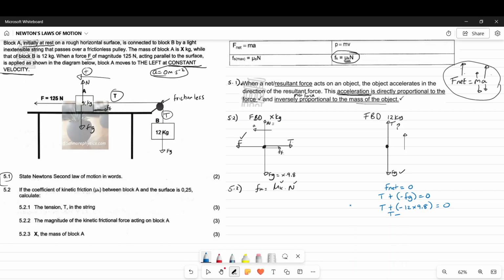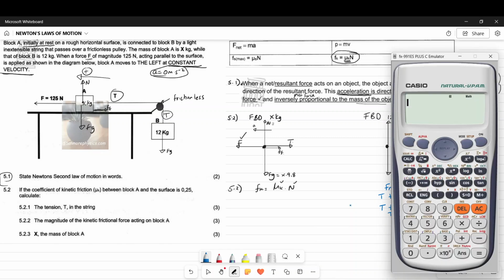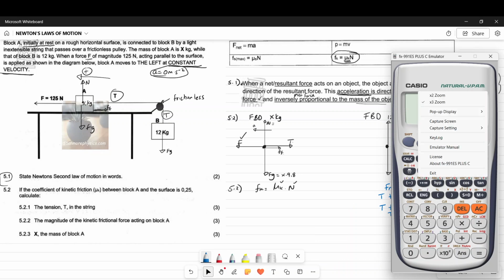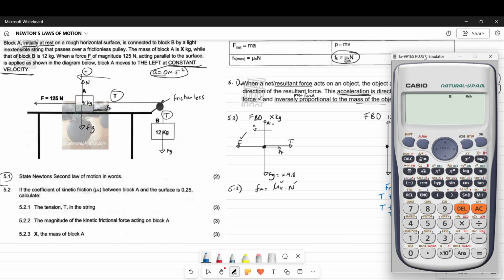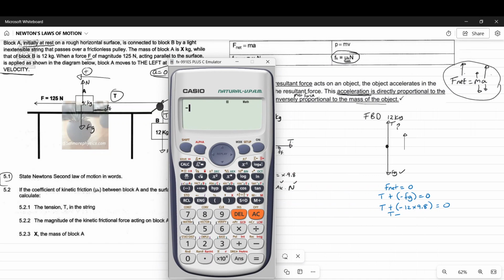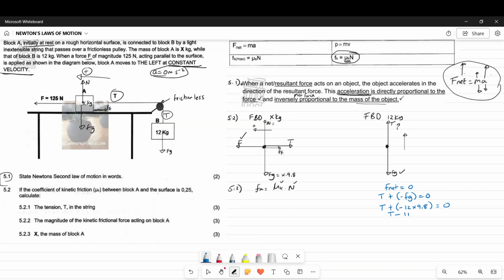Now you can pick up your calculator quickly and put it on the side. Now you have negative 12 times 9.8, and that gives us 117.6. So now we have tension minus 117.6 is equal to 0. Now our tension is equal to 117.6 newtons. So that's our tension now, right?